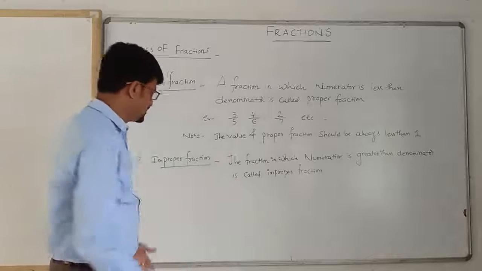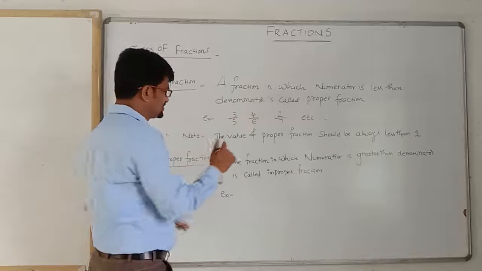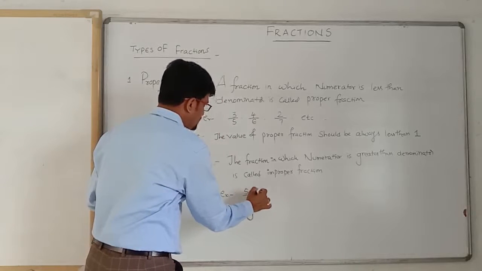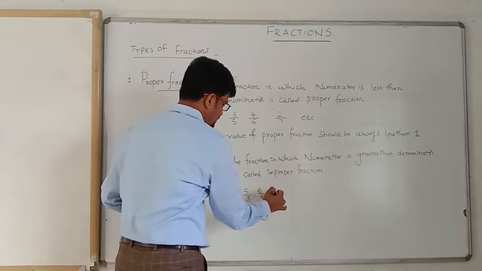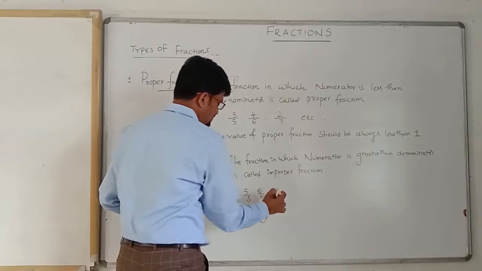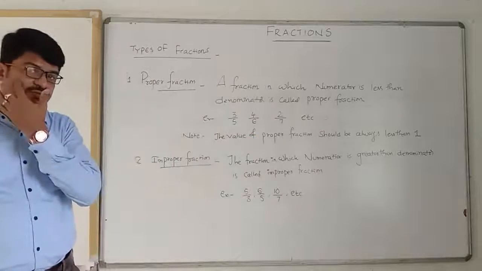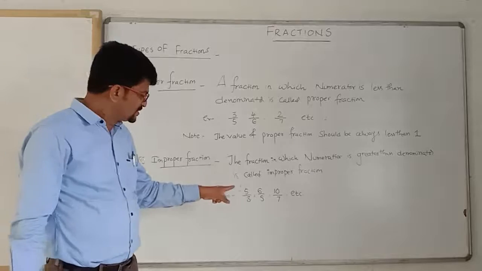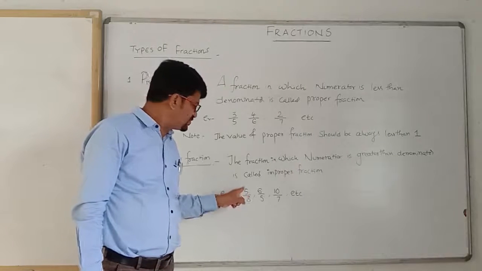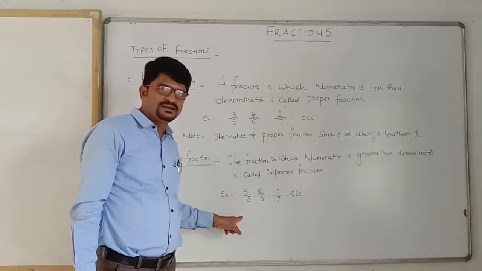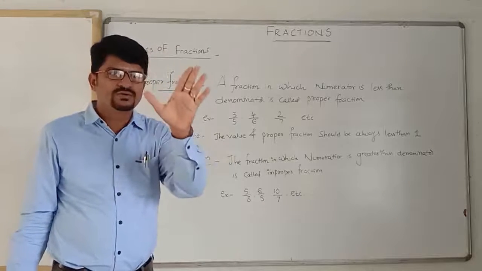Okay, children, examples. Same as before, you can take the reciprocals of those: 5 by 3, 6 by 5, and 10 by 7. One thing, children, you can observe here: whenever the numerator is more than the denominator, then the value of this must always be more than 1.